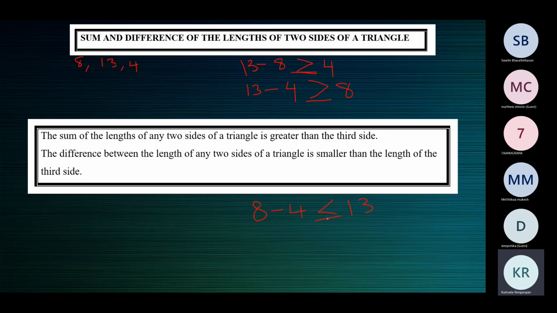But it should satisfy always. In a triangle, the difference between the lengths of any two sides should always be smaller than the third side. So no triangle can be formed with these measurements.